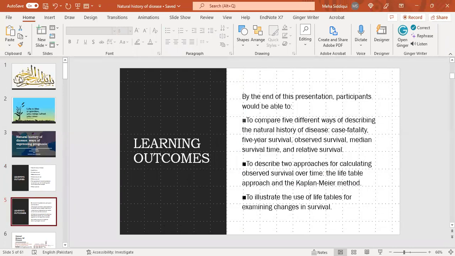Learning outcomes. By the end of this presentation, participants would be able to compare 5 different ways of describing the natural history of disease: case fatality, 5-year survival, observed survival, median survival, and relative survival; to describe 2 approaches for calculating observed survival over time, that is life table approach and Kaplan-Meier method; and to illustrate the use of life tables for examining changes in survival.